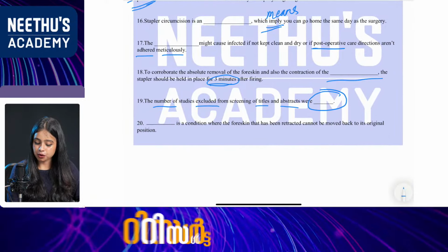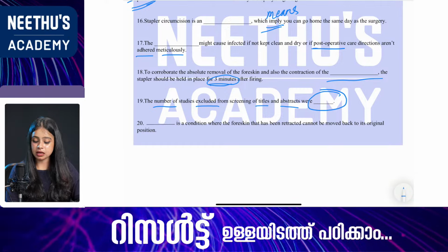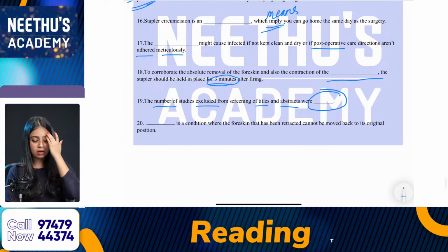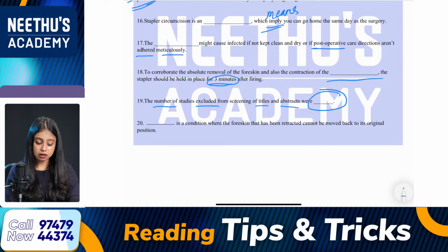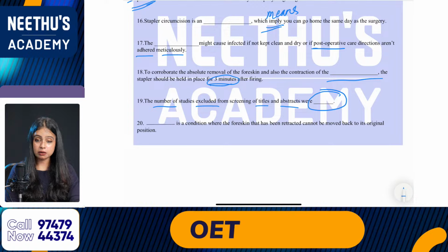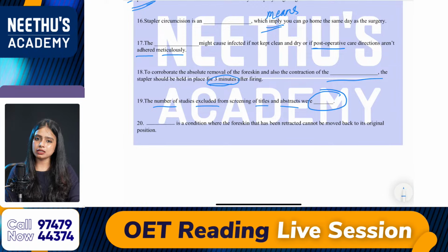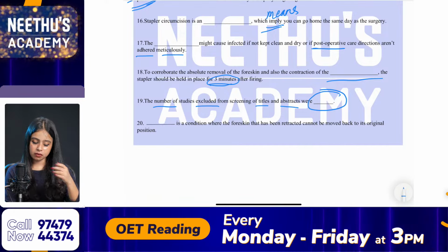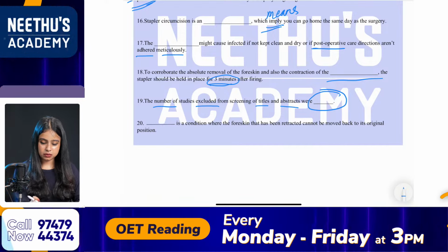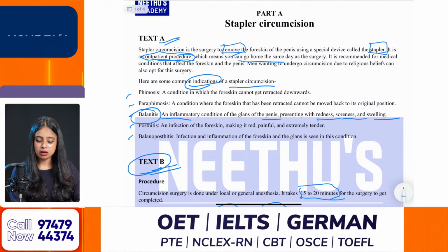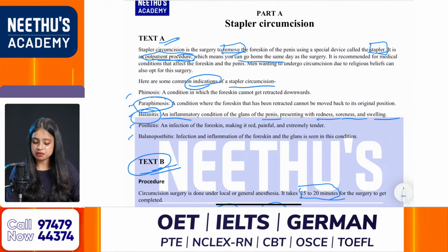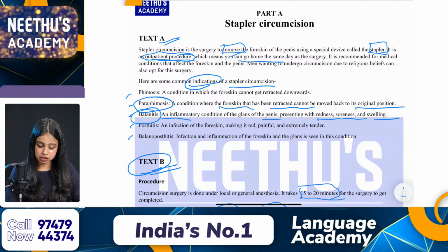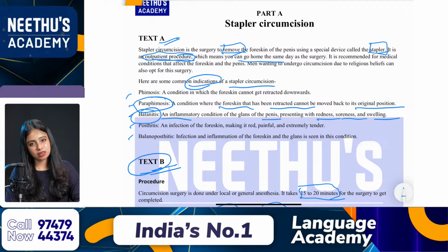Dash is a condition where the foreskin that has been retracted cannot be moved back to its original position. Any idea? Oh my god, a lot of correct answers. Okay, Preeta. Yes, Sobi 539. Libby 539. And what about the last question, guys? Dash is a condition. So what is a condition? And that's from text A. Paraphimosis is a condition where the foreskin that has been retracted cannot be moved back to its original position.